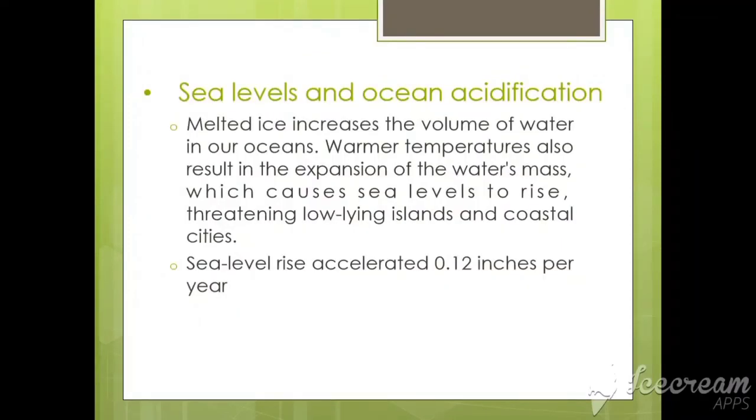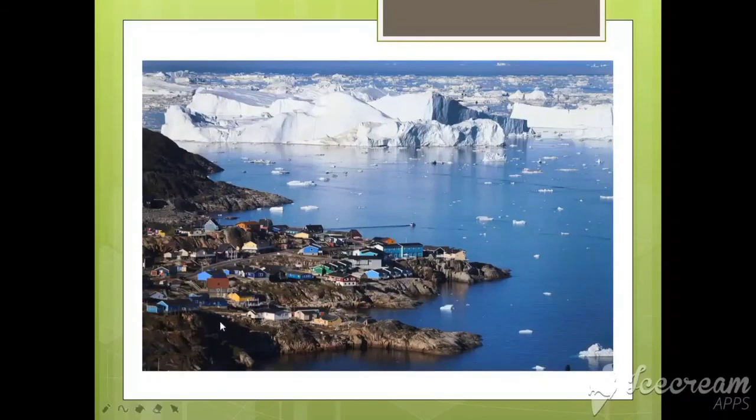sea levels, and ocean acidification. Melted ice increases the volume of water, so because of this the sea level increases. Warmer temperature also results in expansion of water mass, which causes sea levels to rise, threatening the lowlands and coastal cities. Sea level rise has accelerated 0.12 inch per year. So, ayan po yung lowlands, binabaha na dahil sa pag-increase ng water mass.